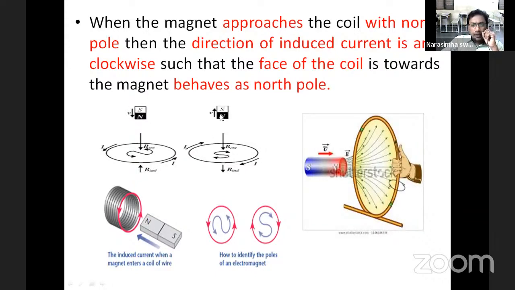Now look at this. Now the same magnet is moving away. Then what happens? The flux will change. So due to the change in flux, what happens? The current will be generated, that is, induced current will be generated. That induced current is now in a clockwise direction.